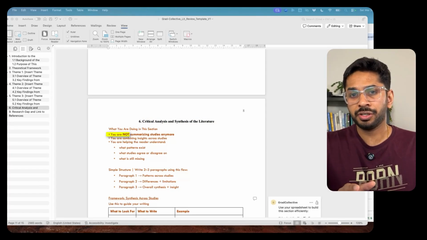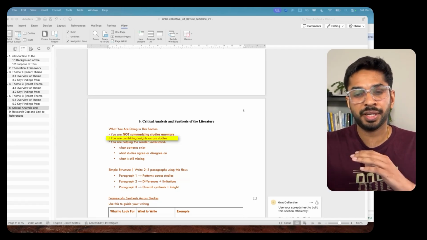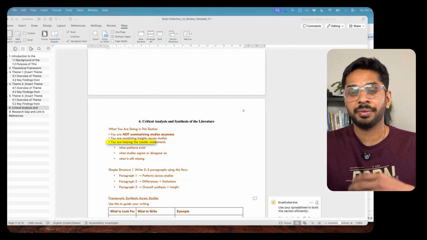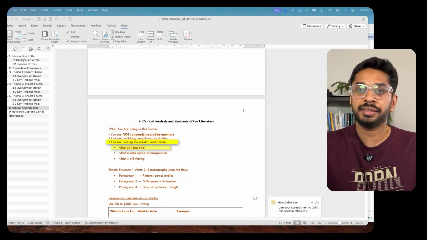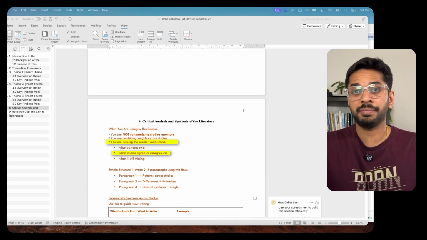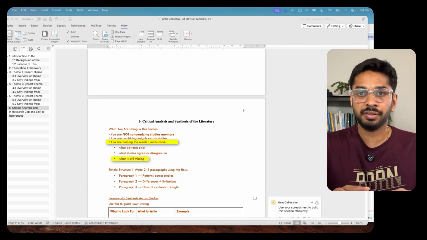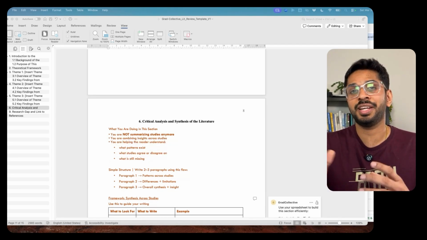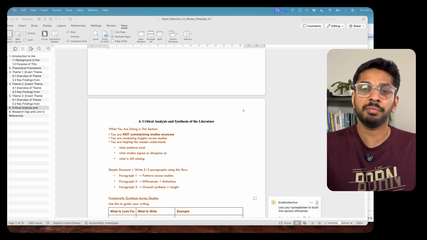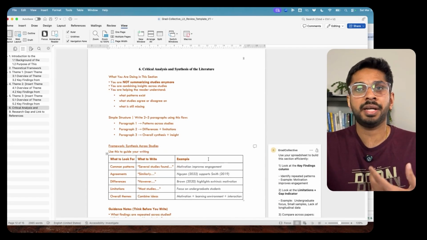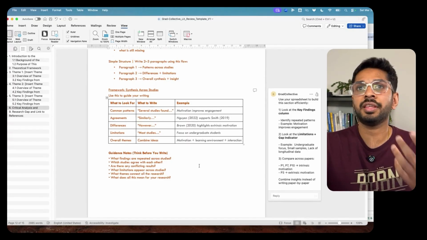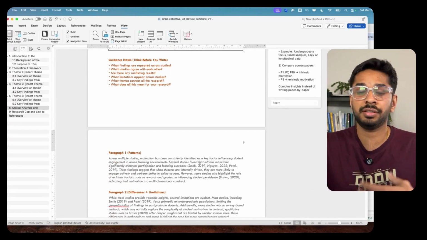All right. Now we move to one of the most important sections, which is critical analysis and synthesis. What you're doing here at this stage, you're not summarizing studies anymore. You're bringing everything together. You're helping the reader understand what patterns exist, where studies agree or disagree, and what is missing. This is where your writing starts to sound more like a researcher. And how you structure this is very important. So in this template, I've made it very easy for you. Essentially think of this as three different sections, three different paragraphs.